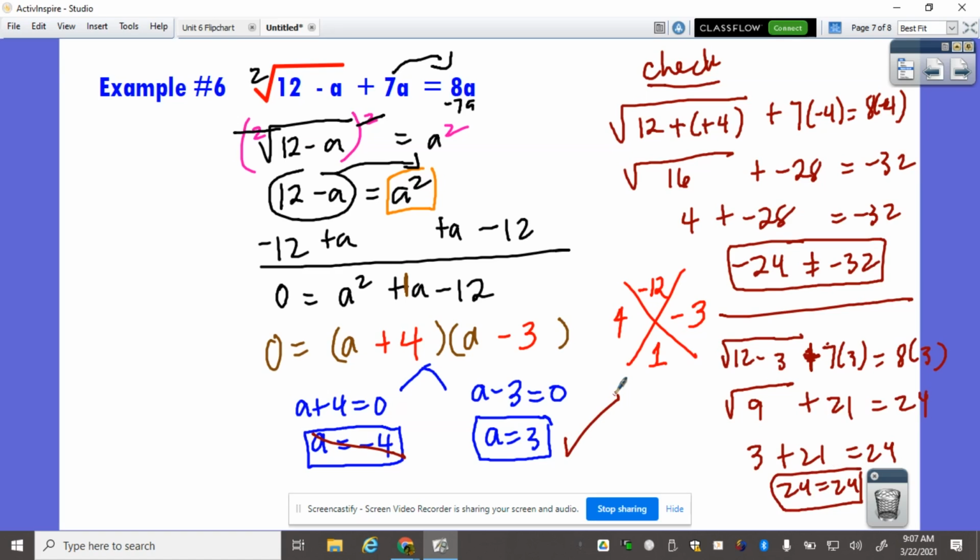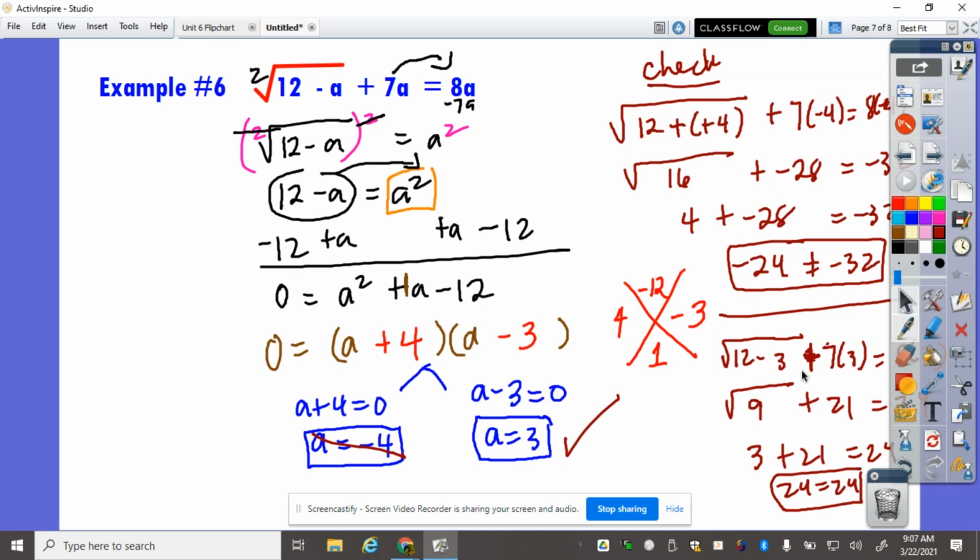And that's why it is really important to check for the extraneous solution. Okay? And again, that's how you solve a radical equation. And I hope you learned something.